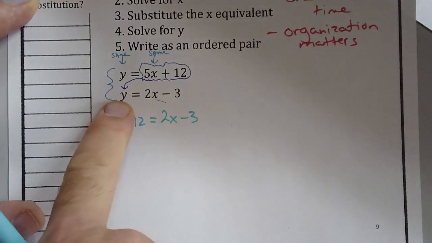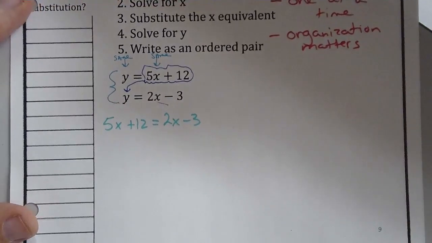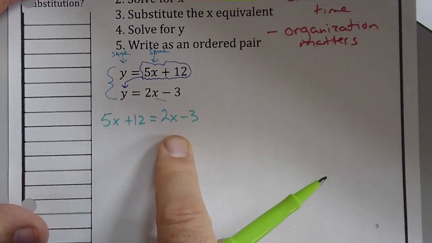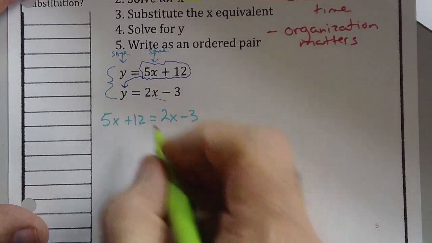I put this where the y was and then wrote the equation. Now we're back to first semester. So in first semester, we solve problems like this. We've got two variable terms. Let's eliminate one of those variable terms.